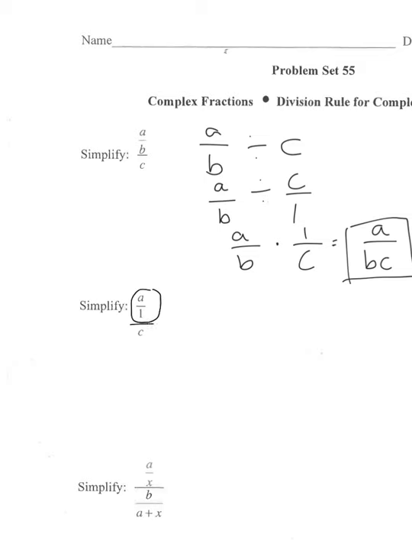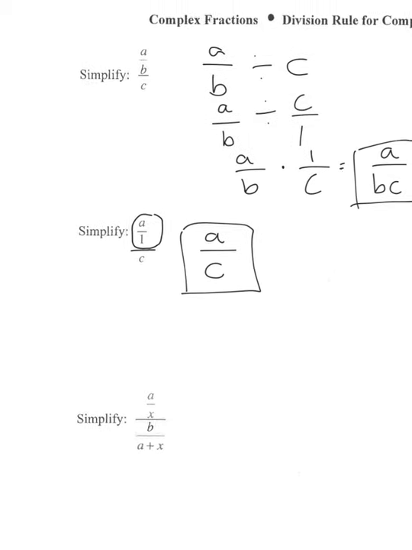I look at a over 1 and I say, okay, well, I could do a over 1 divided by c, but I recognize that any fraction over 1 is just itself. So I can actually write this as just a over c right off the bat. And that's all we can do with that one. Again, if you did what we did up top in the first example, it would absolutely work, but this is just a quicker way based on the situation here.